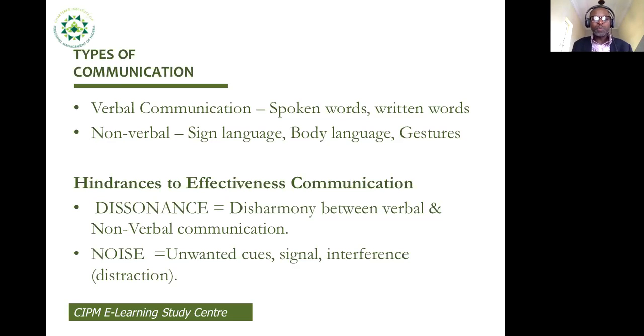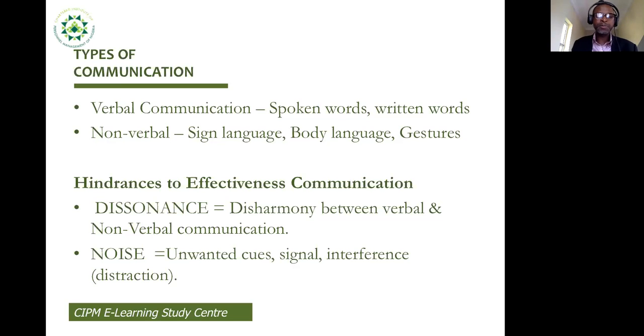Another thing that can cause communication to be ineffective, apart from the ones we have mentioned, is noise. When there are unwanted cues, unwanted signals, and interferences in the message you are passing across, it might make your communication ineffective. Apart from language, apart from even the mood of your audience, and apart from even you speaking above their comprehension. So noise in communication is anything that causes distraction from having effective communication.